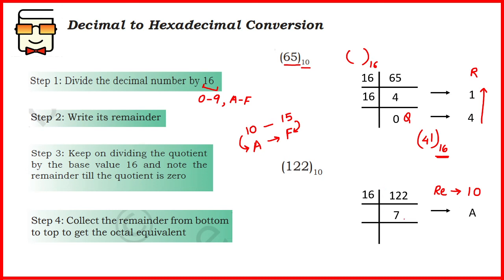Now we have the quotient as 7. Since the quotient is still non-zero, we'll again divide it by 16. Dividing 7 by 16 will give you a quotient of 0, because 7 is smaller than 16, and the remainder will be 7. So what is the final answer? You will write these values in the reverse order. So 7A, and you will specify the radix or the base, and that is your answer.